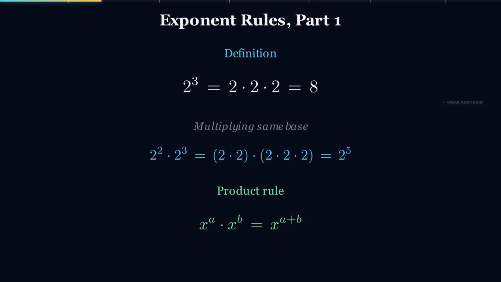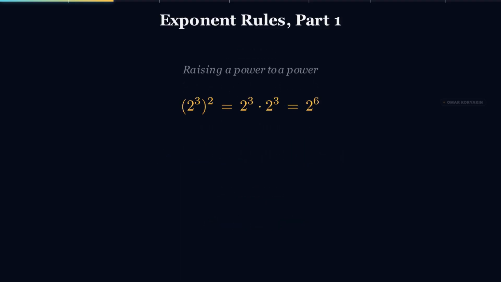Generalizing the previous example gives the product rule. For any base x and any exponents a and b, x to the a power times x to the b power equals x to the power of a plus b. The exponents add up, the base stays the same. This works for any real number exponents, even when the exponents are fractions or negative, which we cover in Part 2.